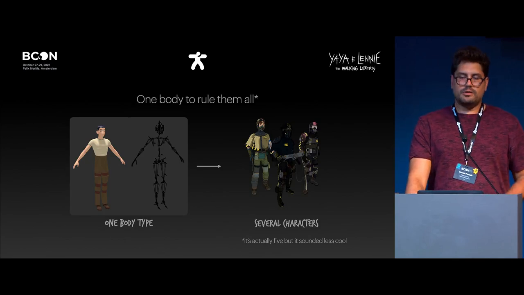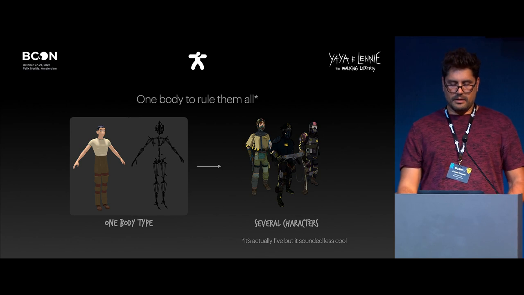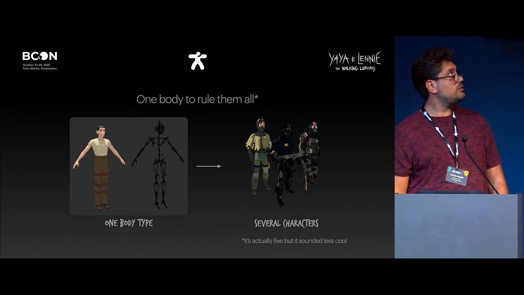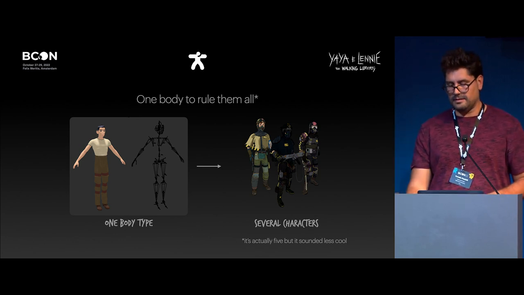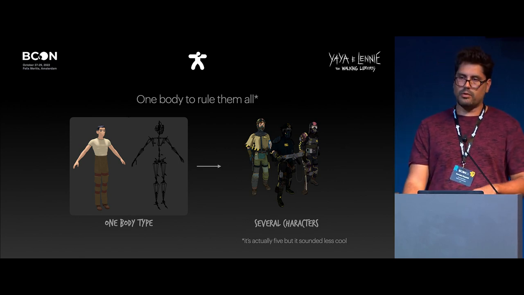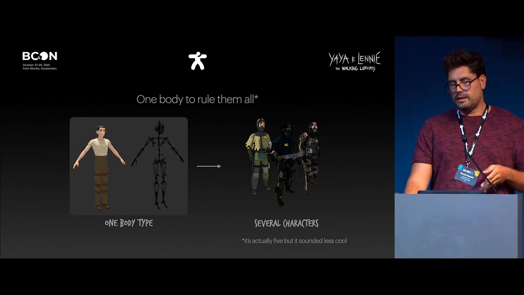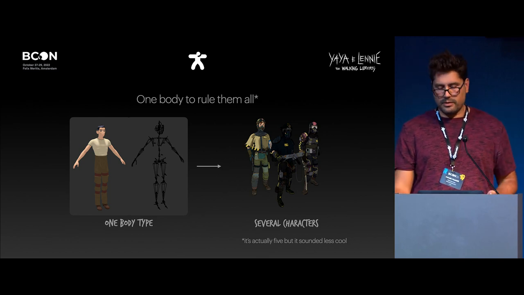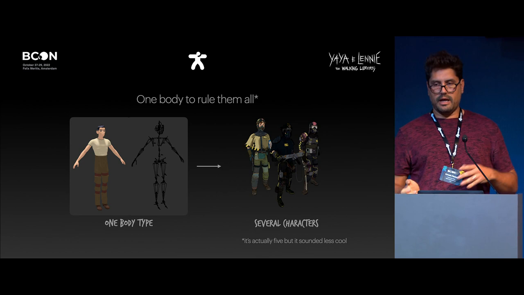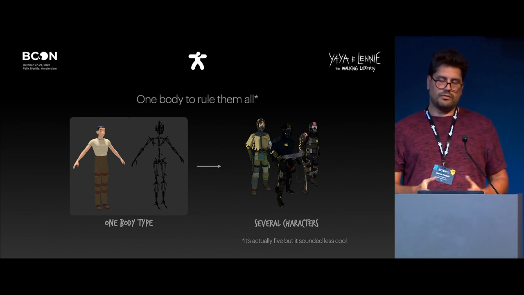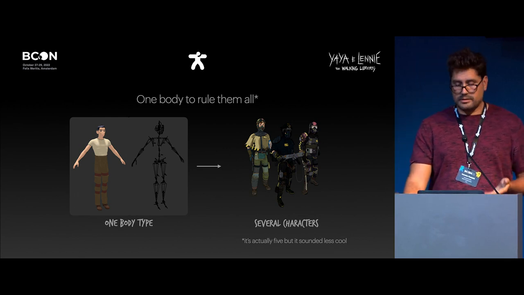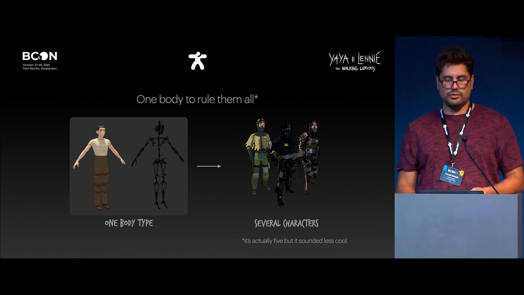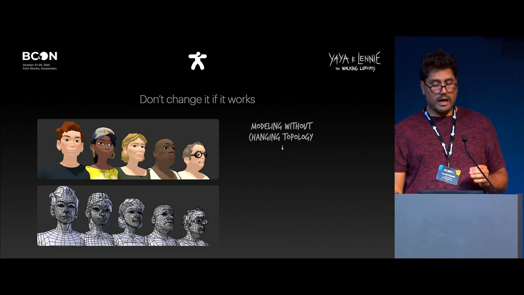So what we tried to do was simplify this. We had one body, as I said here, one body to rule them all, but it is a lie, because there are basically five bodies, because it's harder to do it. But it sounded cooler with one, so I went with one. We had one body for every body type. So we had a fat person, a thin person, a tall person, a short person, a man, a woman. And that came to around five different types, where the character modelers could just pick one body and then start to model it without changing the topology.